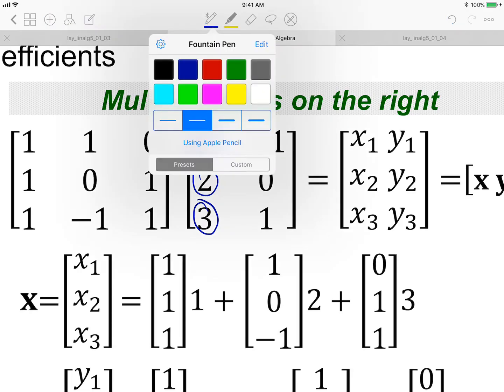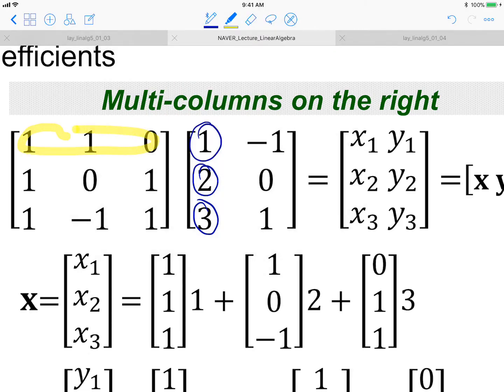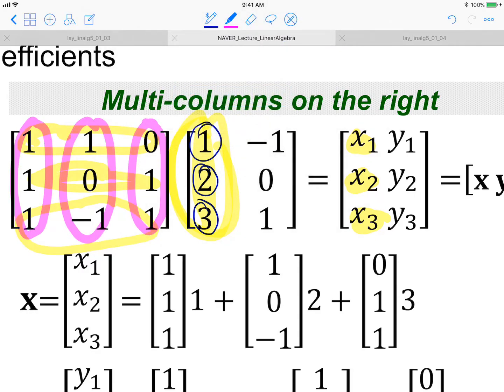So let's look at this. This one times this one will form this one, and this one times this one, and this one times this one, right? And then if we view them column by column, we have these 3 columns, and using these 3 as linear combination coefficients, they will form this part. Okay.